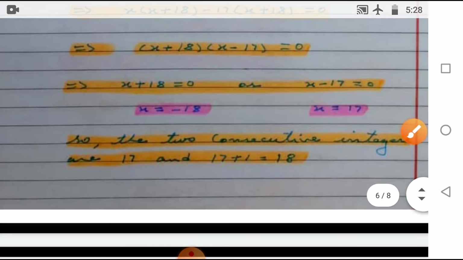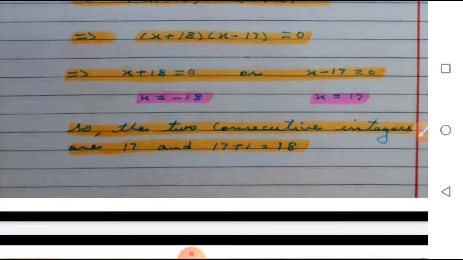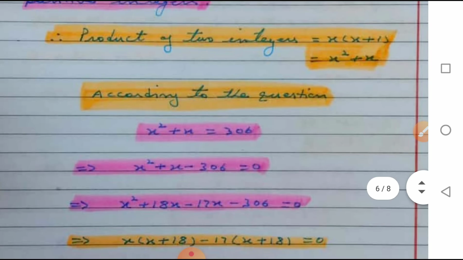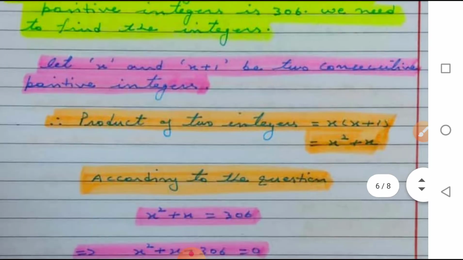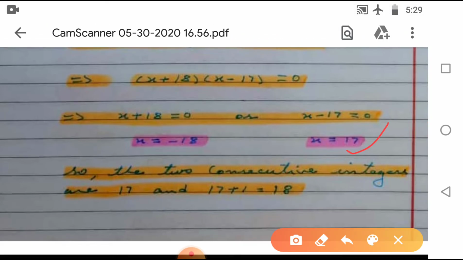Okay. So, the two consecutive integers are 17 and 17 plus 1, that is 18, clear. This value x is equal to minus 18 is rejected because the question was to find the product of two positive integers. So, negative is already cancelled. So, this is rejected. So, the value of x here is 17.